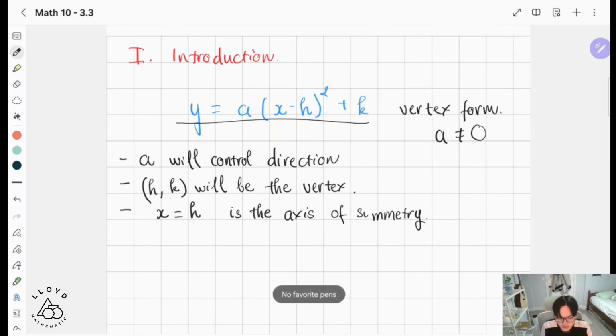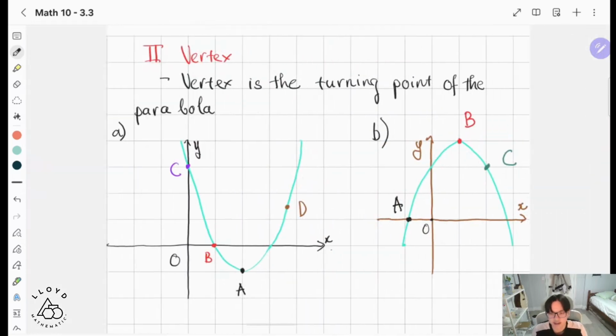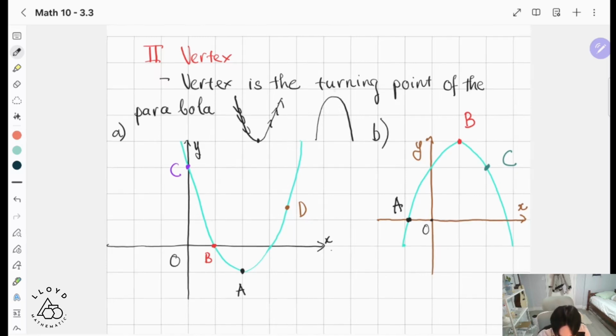Okay, let's begin with the vertex. The vertex, which I mentioned, is the turning point of the parabola. For example, I have this parabola. The turning point will be the point where it stops decreasing and starts increasing. So this point is the turning point. And I have another example, where this point is the vertex because it stops increasing and starts decreasing like this. So that is how the vertex works.